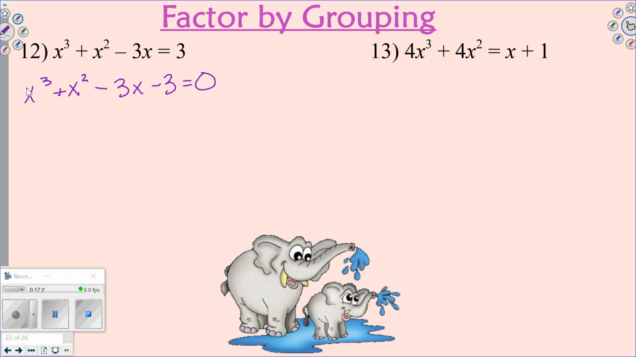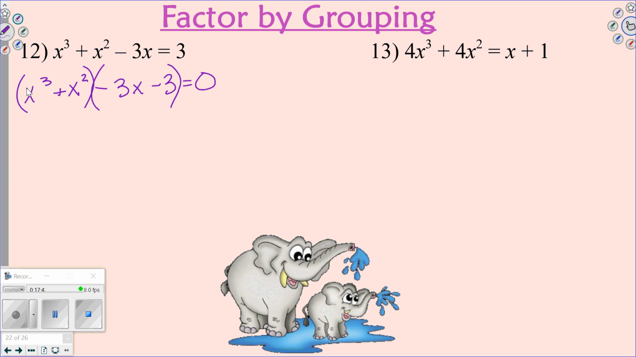All right, so number 12, we set it equal to 0. Good. Right away, 4 terms. Your brain should see 4 terms, you automatically think grouping. So group the first 2, group the last 2. Don't lose that minus sign in between there.